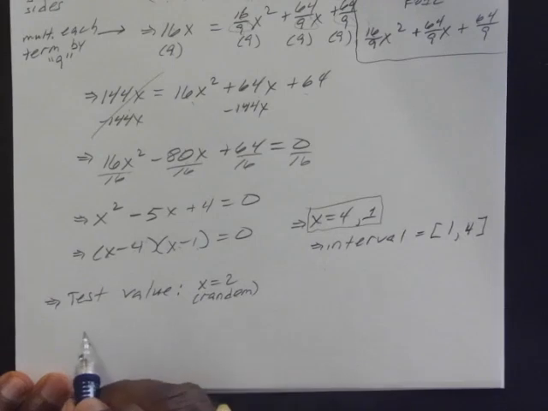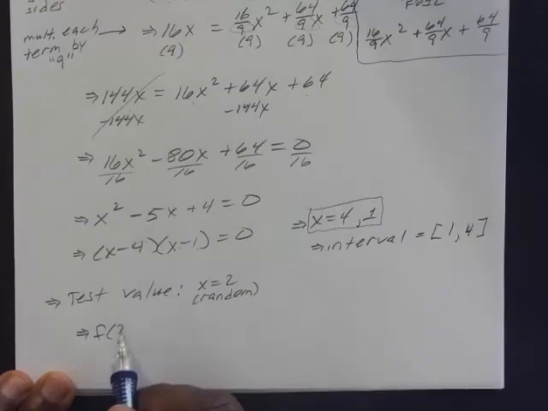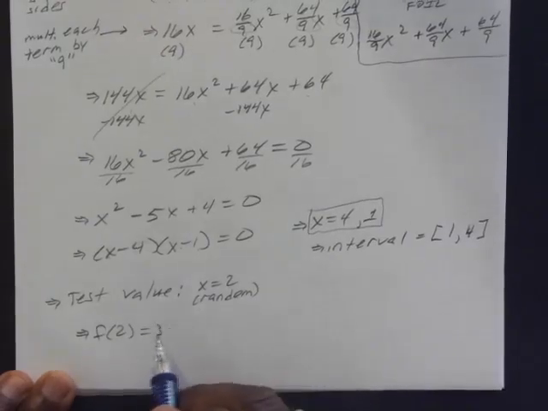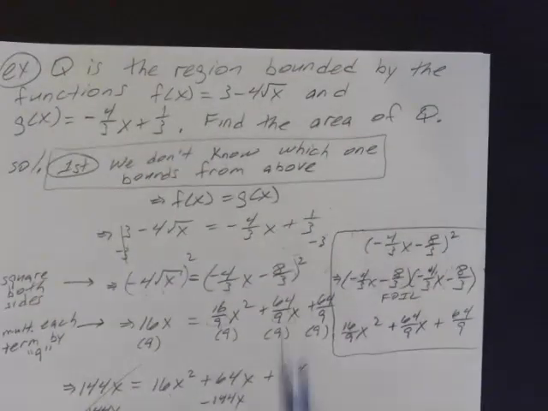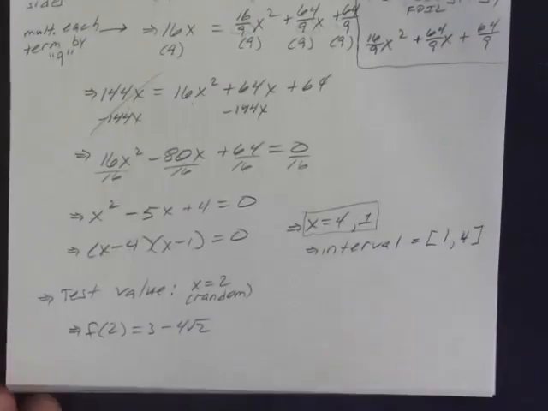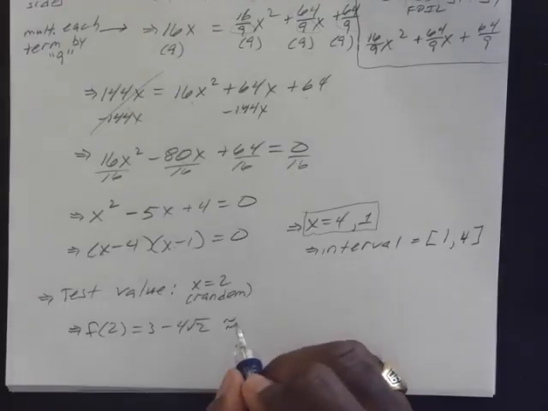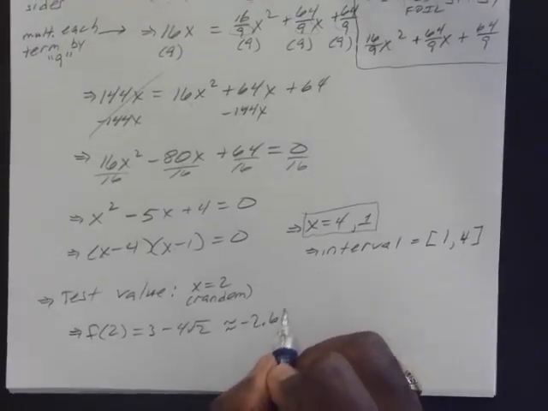Okay. So this one, we know that f of 2 is just 3 minus 4 square root of 2. Just plugging it into our original function. Right, so if you plug that into your calculator, you get around negative 2.66.